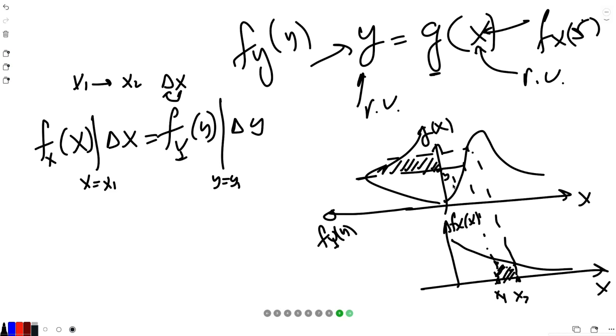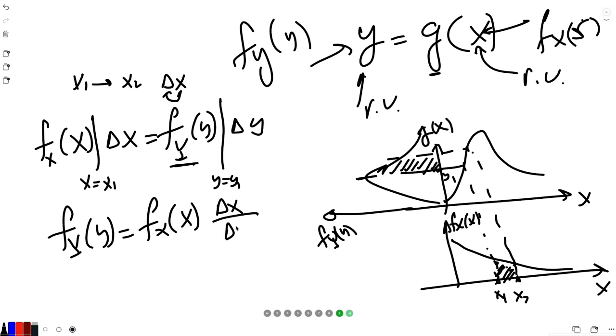Okay, now we are interested in this f_Y. We are looking for the distribution of y. The distribution of y in this case is equal to f_X of x at x1, and this is delta x divided by delta y. This will be at y1, and this will be at x1.